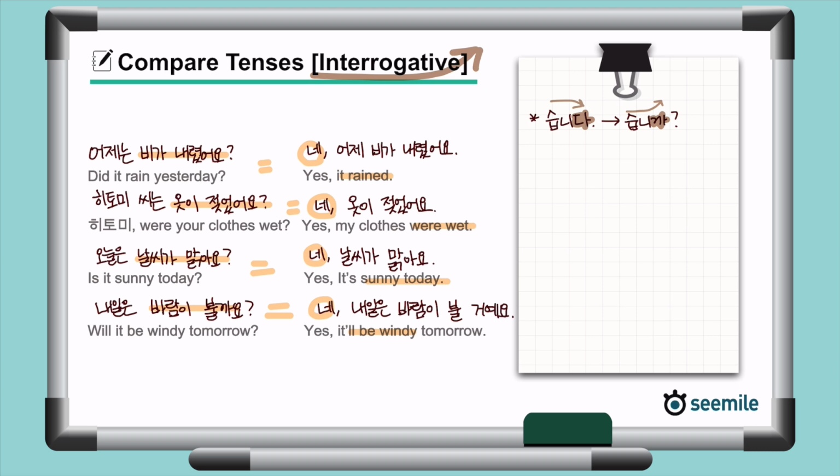Wait a moment. It will be windy tomorrow in Korean is 내일은 바람이 불 거예요. Then shouldn't its interrogative also be 내일은 바람이 불 거예요? Well, Koreans will still understand what you mean if you say it that way, but it would sound quite awkward.